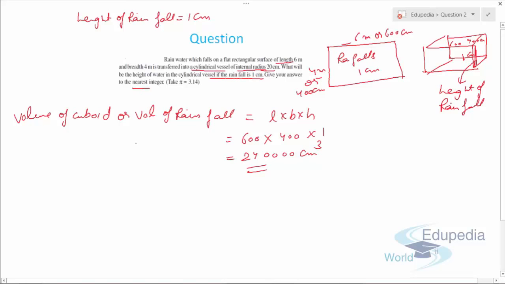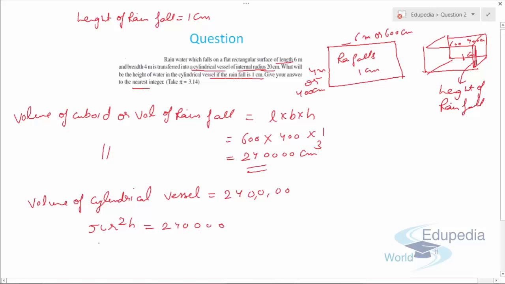So we can say that the volume of the cylindrical vessel will be equal to 240,000 centimeter cube, because the volume of rainfall is equal to the volume of the cylindrical vessel. Now we know that the volume of a cylindrical vessel can be written as pi r square h. We need to take pi as 3.14, and it's given that the internal radius is 20 centimeters. So we need to take the radius as 20.